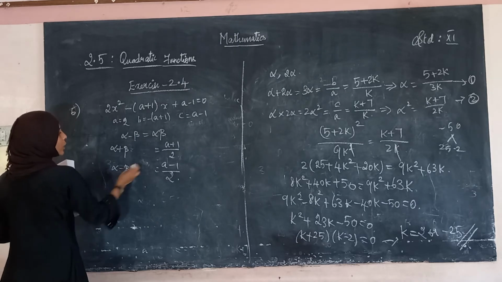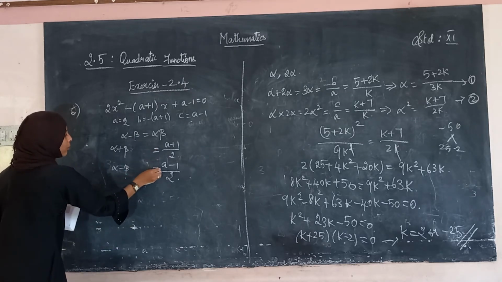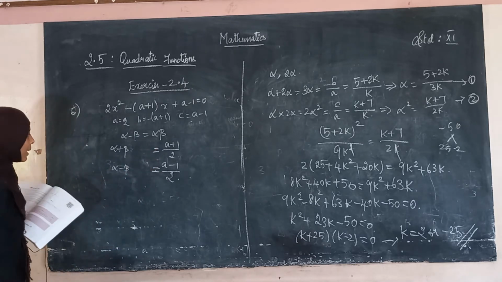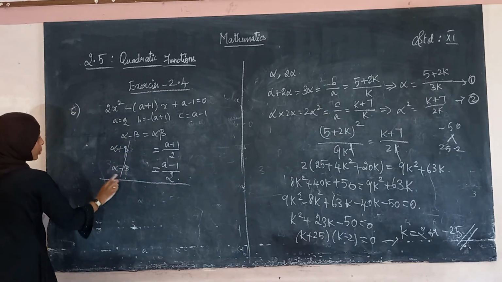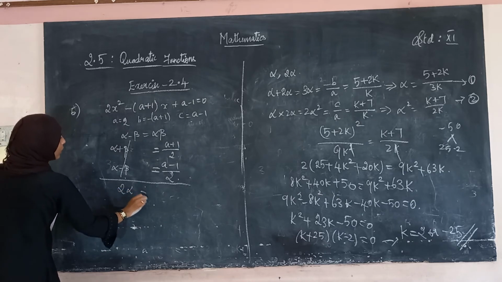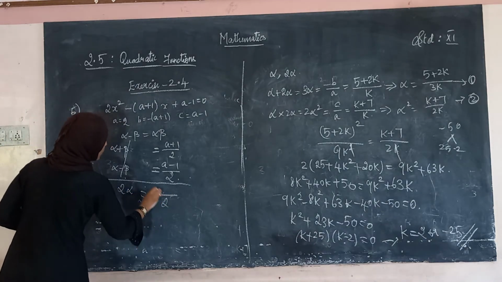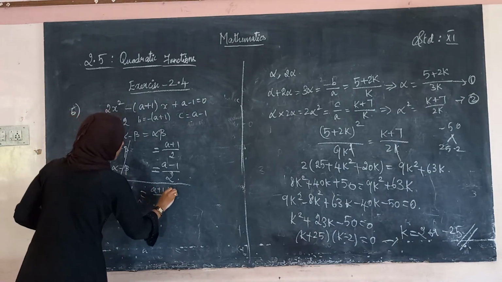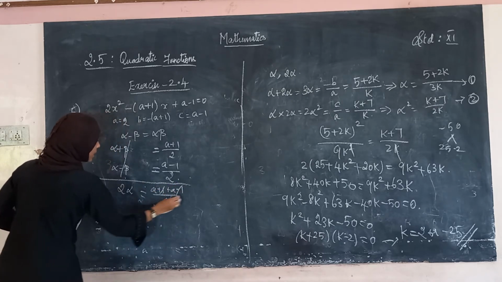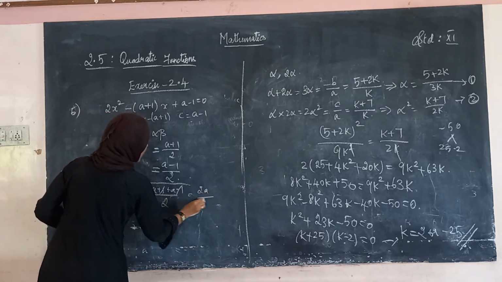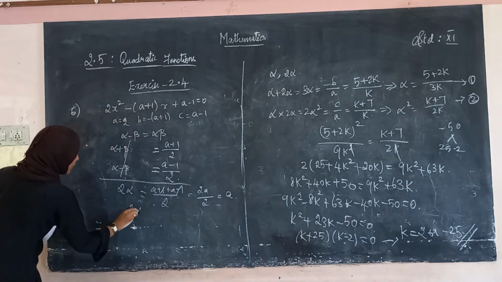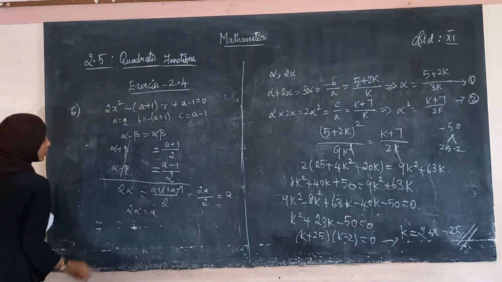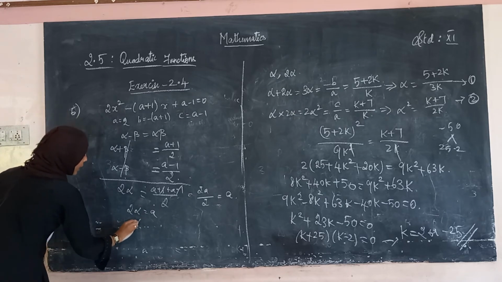Alpha plus beta is equal to (a + 1) divided by 2. Alpha minus beta is equal to (a − 1) divided by 2. Now, shall we eliminate? Use the elimination method. While adding both, what do we get? 2 alpha is equal to (1 divided by 2) into (a + 1 + a − 1). This and this get cancelled. Therefore, 2a divided by 2 is equal to a. That is, 2 alpha is equal to a. Okay. So, what's the value of alpha? Alpha is equal to a divided by 2.